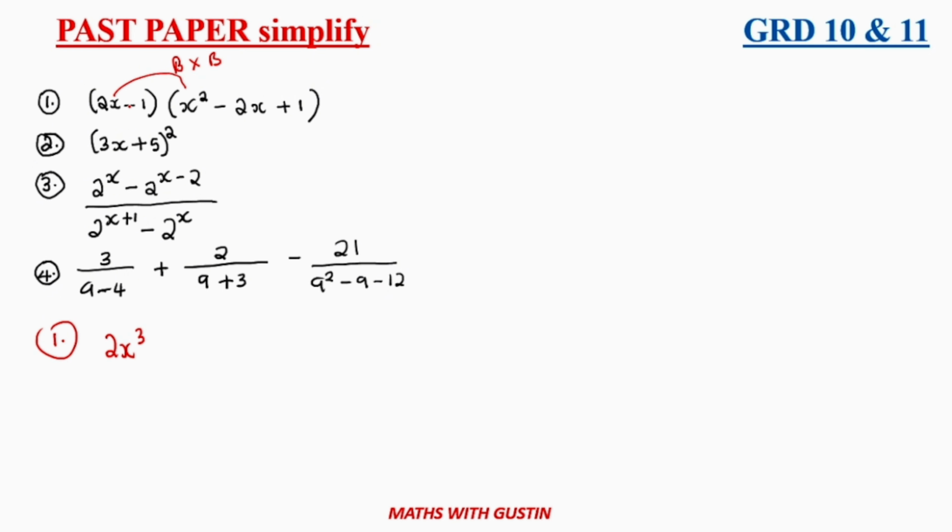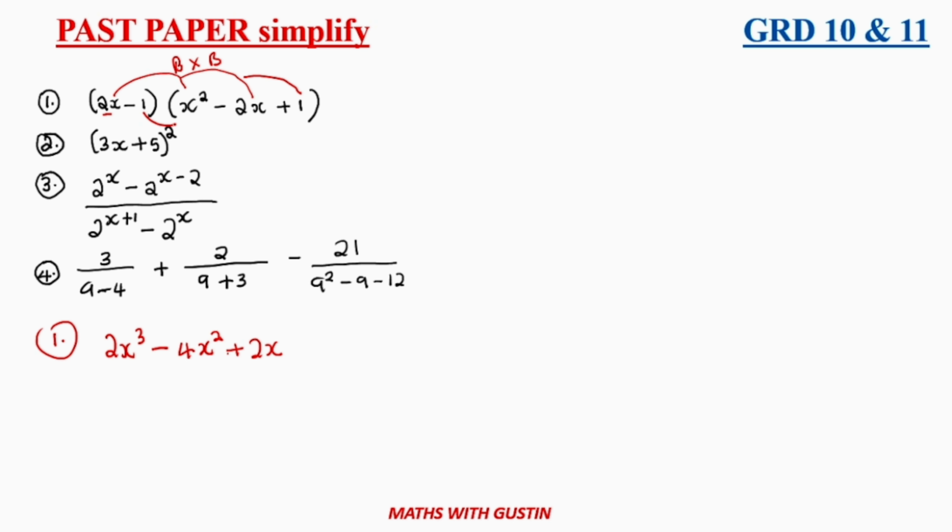Therefore 2x times this one here, 2x times negative 2x is going to give us negative 4x squared, right? And therefore 2x times 1 is going to give us positive 2x. All right, so we are done with this one. So now you come to the next one.